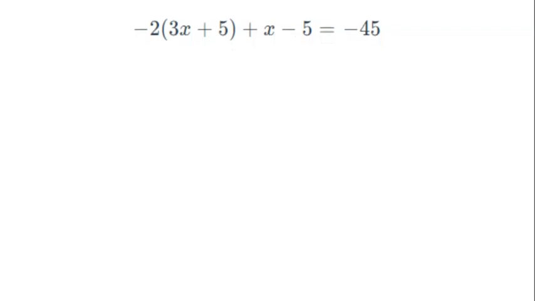Okay, so here we have a multi-step equation. We have some distributive property here. We have some other terms that are added on to the end. We want to work with this distributive property first.